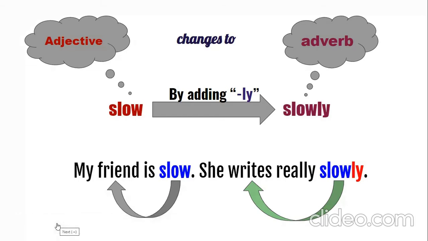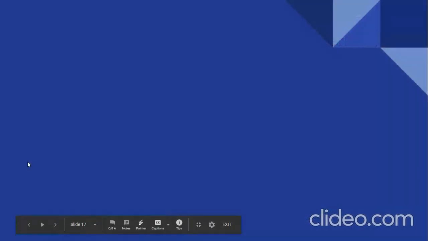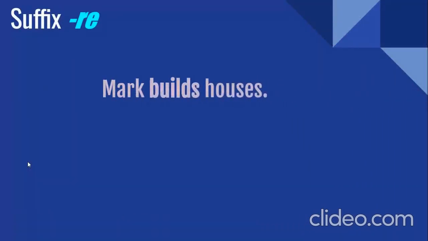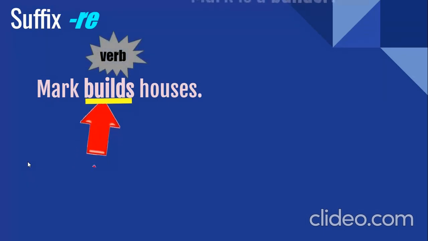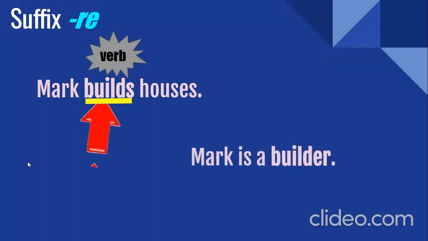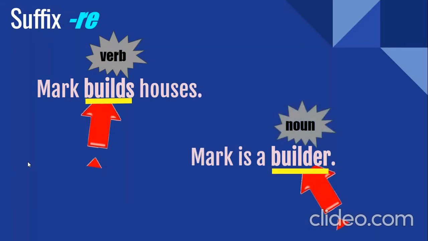But anyways, let's go ahead and change now to the suffix er. If you remember, we do have a prefix that is re, but this is actually a suffix. It means that it comes at the end of the word. So Mark builds houses. Do you see that? Builds over here is actually a verb, right? So Mark is the person and he builds, that's the action, that's his job, houses.